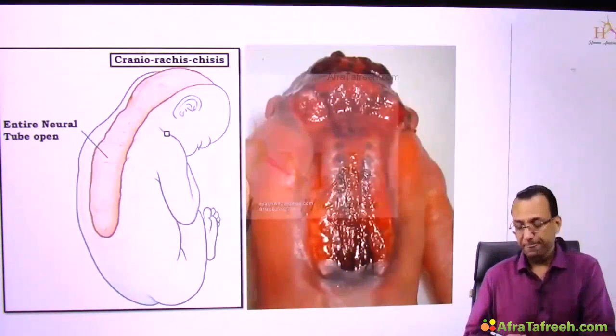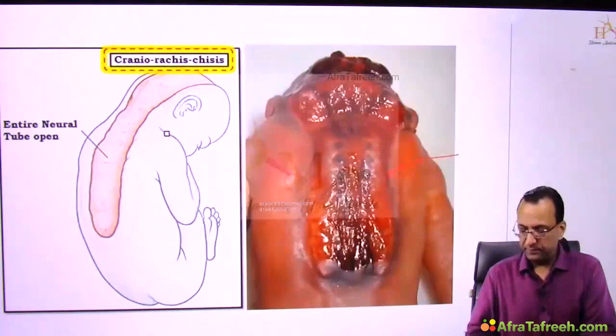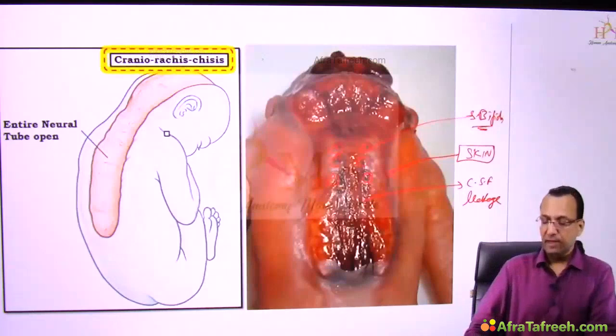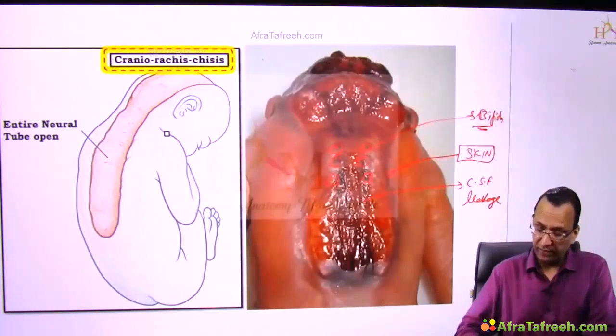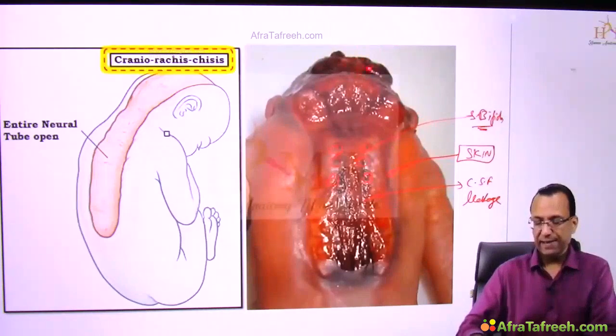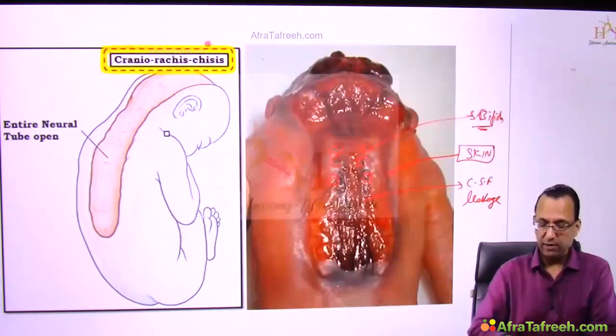You can see here that the skin is at the periphery and CSF is leaking outside. And there is open vertebra, spina bifida. So as you can understand, that is rachis. If that is rachis, then what is this? This is anencephaly. Together this is craniorachis.